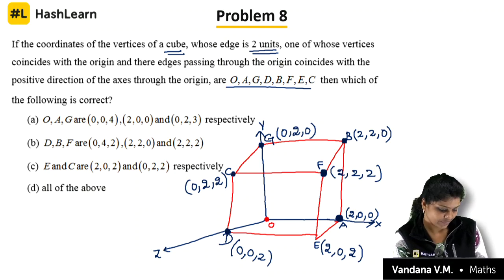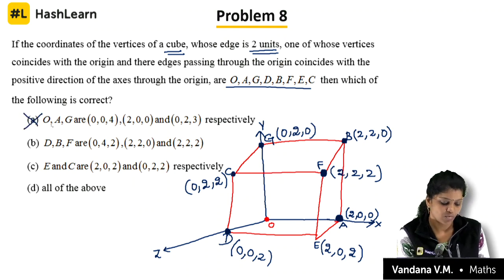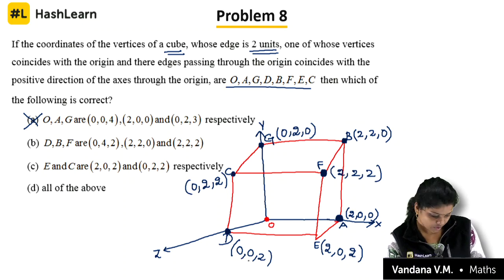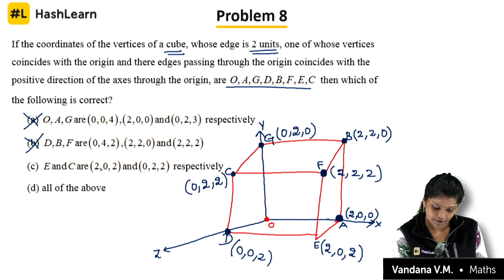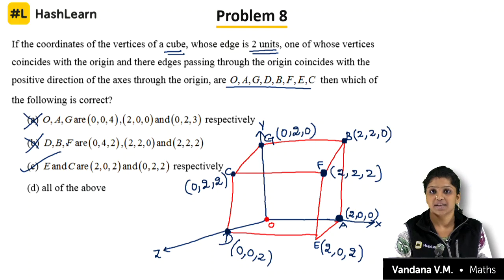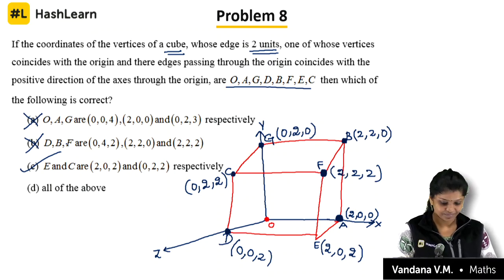O is... OAGR 0, 0, 4. No, wrong. O should be origin, right? DBF. See the D. What is D? 0, no. This is also wrong. E and C. E is 2, 0, 2. Yes. Option C is correct. So after making this, you can choose which is the right answer. Otherwise, we cannot understand what is the right answer, what is the wrong answer. I hope you understood the cube diagram. Right? Okay. Next.